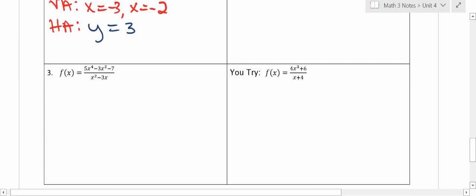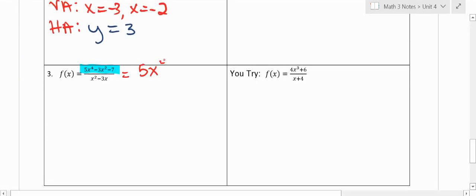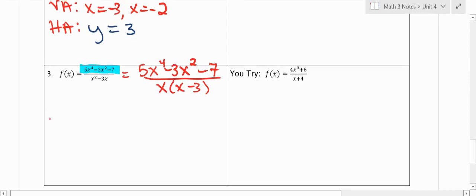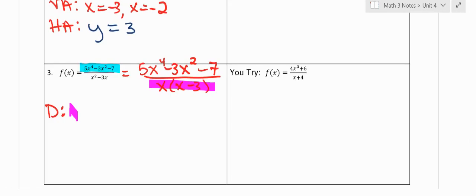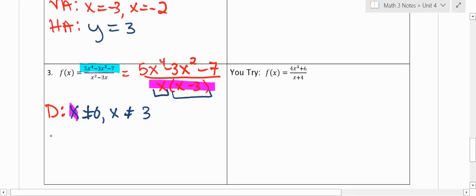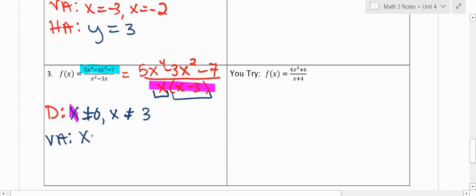And then finally for the last one, we're going to do the same thing. We're going to see if we can factor. I can't factor the top, so I'm going to rewrite it. And then on the bottom, I could pull out a GCF, and so that's x and x minus 3. Then we can just do the same thing. For the domain, we look at the bottom, and we have here x cannot be 0, x cannot be 3, because you set each piece to 0. My vertical asymptote is the opposite, so x equals 0, x equals 3.